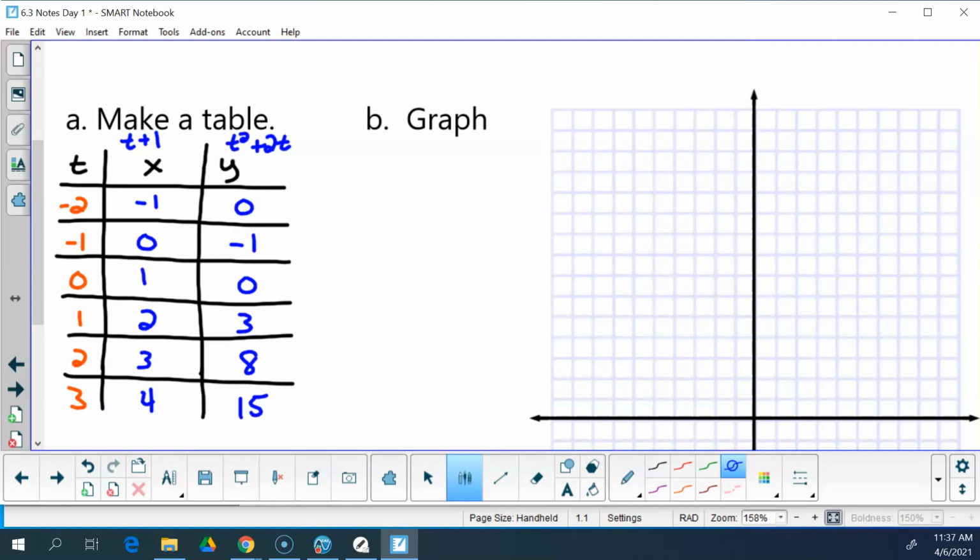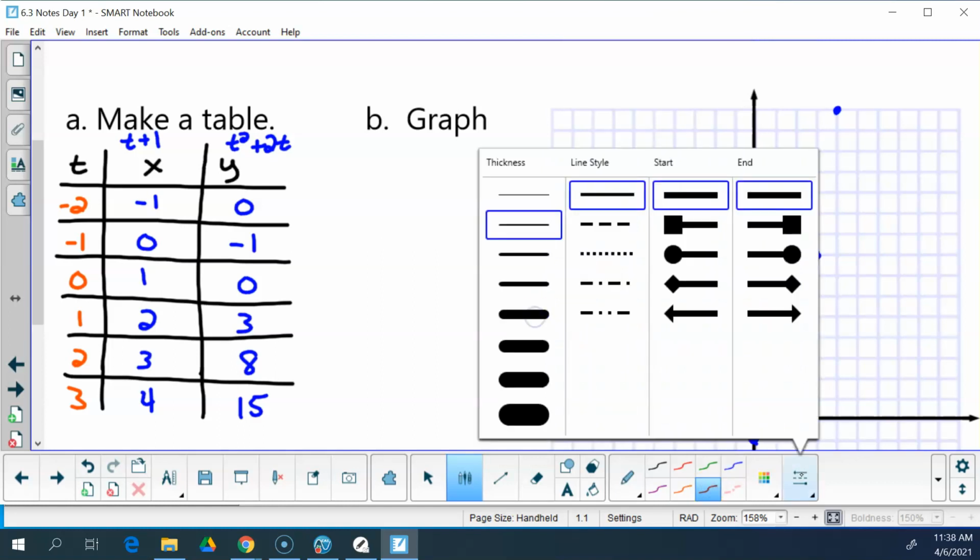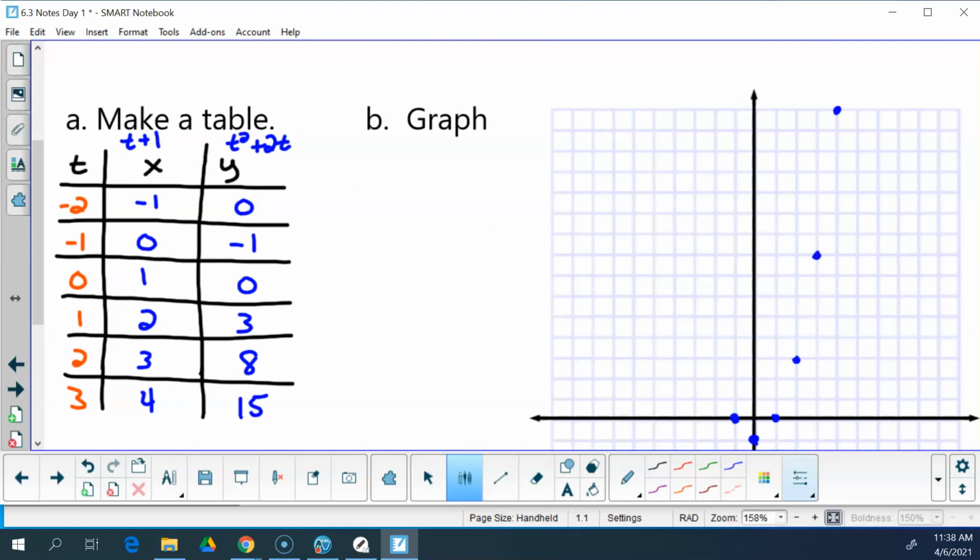So plotting those points, -1, 0 is right there. 0, -1 is right there. 1, 0 is right there. 2, 3 is there. 3, 8. 4, 15 right there. Drawing in my graph, and I stop at both ends.